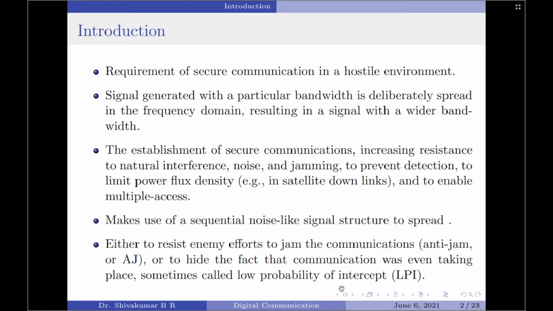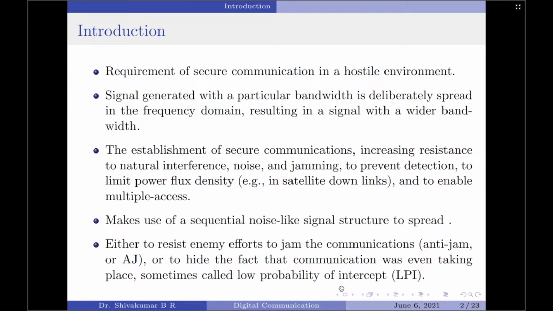enable multiple access. Spread spectrum generally makes use of a sequential noise-like signal structure to spread the normally narrowband information signal over a relatively wide band of frequencies. The receiver correlates the received signals to retrieve the original information signal.